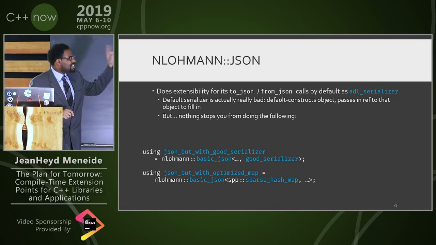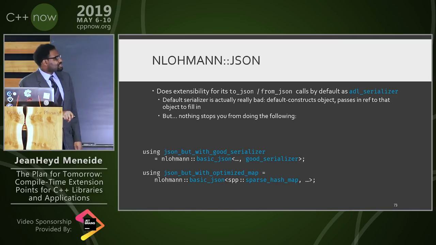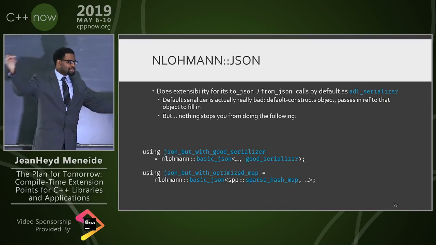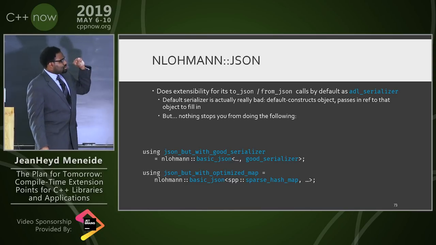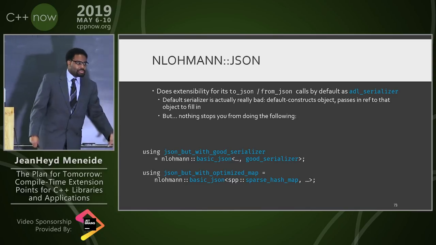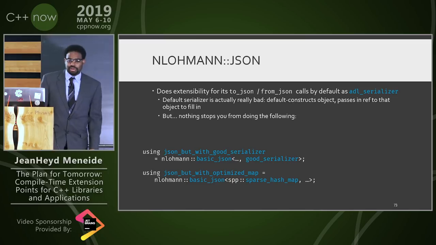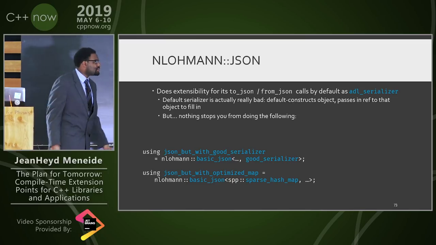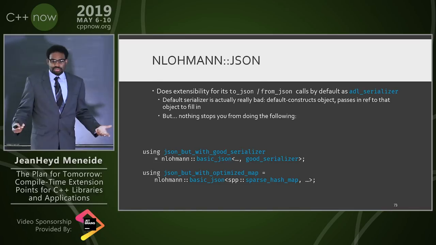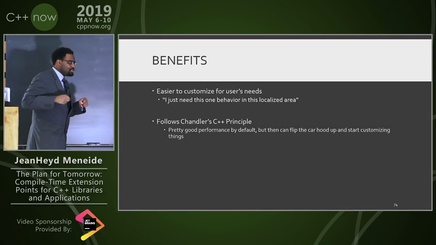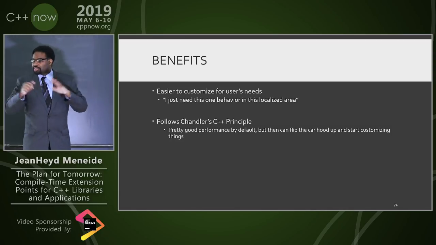Because right now JSON has an ADL serializer, and what it does is it default constructs the type, passes it in, you're supposed to fill it in, and then the function's over, which is a really bad way of constructing objects. I mean, it works for your default types, but it's a really bad way of working with more types than that. So you can change the serializer, or maybe you don't like the hash map, or the map that they have is not doing it for you. So you say, I'm going to put in the SPP sparse hash map, which is an enhanced implementation of Google's hash map. All these things you can do because you have these traits. And the idea is that this follows Chandler's C++ principle, in that you get good, sensible defaults and pretty good performance by default.